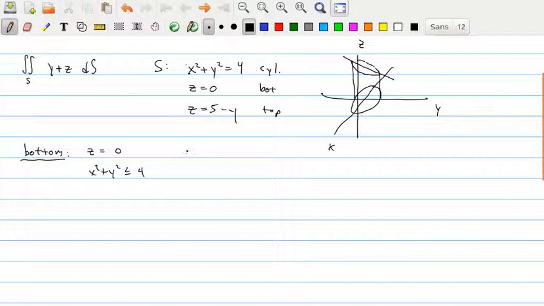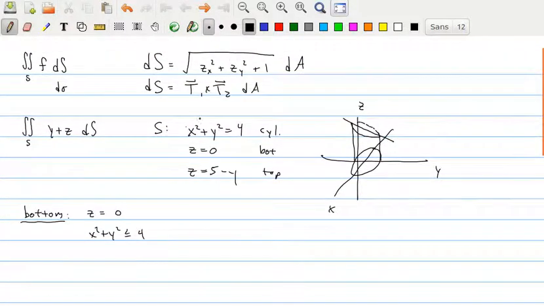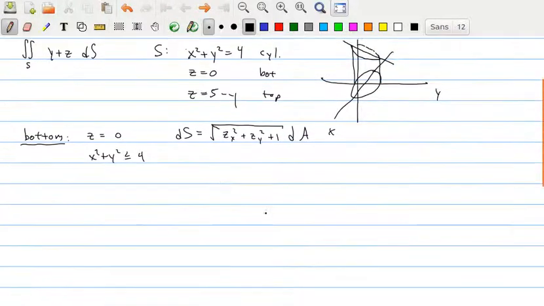If we want to go through and find our dS here, dS is going to be very easy to calculate. So this is, well, it's the square root of the partial of z with respect to x squared, partial of z with respect to y squared, plus 1 dA. And now if we look at this, the partial of z with respect to x, well, z doesn't depend on x, so that partial is 0. Then the partial of z with respect to y, again, z doesn't depend on y, so this is 0, plus 1 dA. And that radical really simplifies. Then we get that dS is just dA.